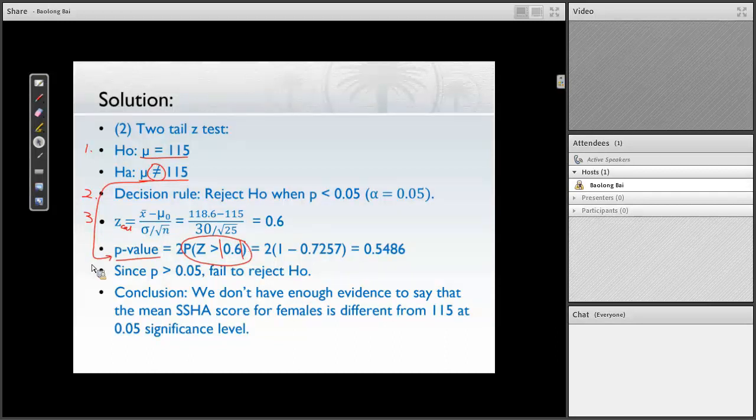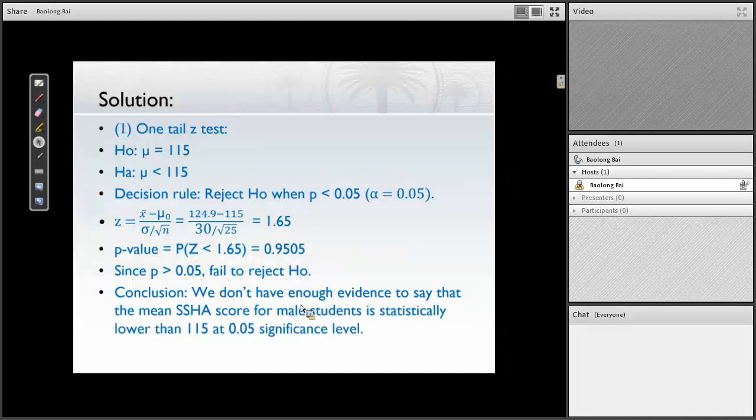You find the p-value. Step 4. So now we're going to compare p-value with alpha. P is 0.5486. That means it's going to be greater than 0.05. And then they go by the rule, since p is not smaller than 0.05, then we cannot reject the null, right? So we fail to reject the null. And then the last step, write the conclusion. So we don't have enough evidence that, stating the alternative hypothesis thereafter, right? Alternative 2. The mean score for female students is different from 115. And now we did this at the 0.05 significance level.